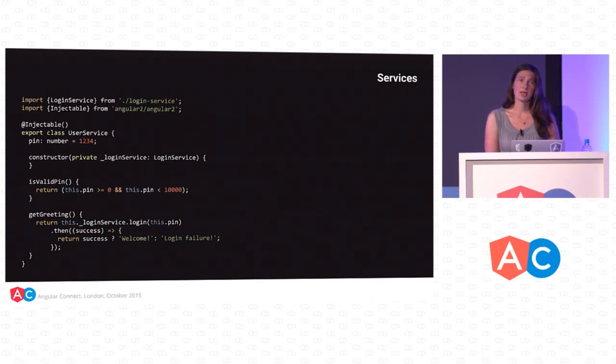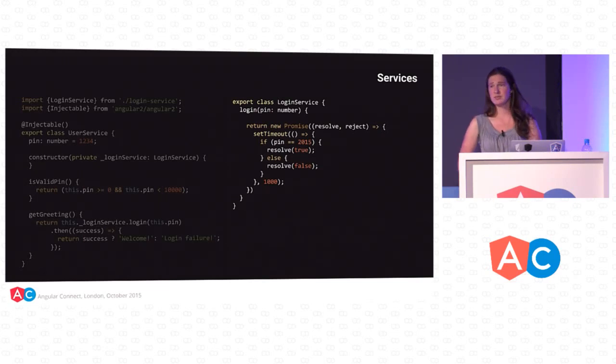Let's take a closer look at one of these services. The user service has a pin property. It has a method which statically validates whether the pin is valid, between 0 and 10,000, 4 digits, or not. And then it has this getGreeting function, which uses a login service. And this is an asynchronous function that asks if login is correct using the pin. And if so, welcome message. If not, login failure.